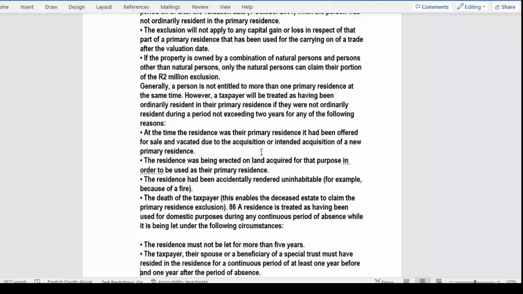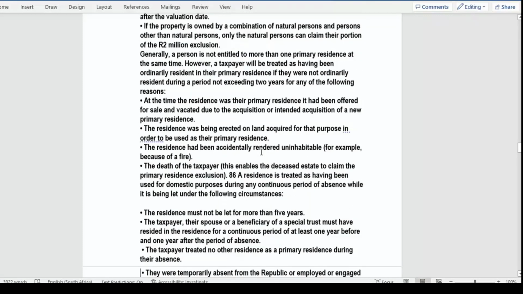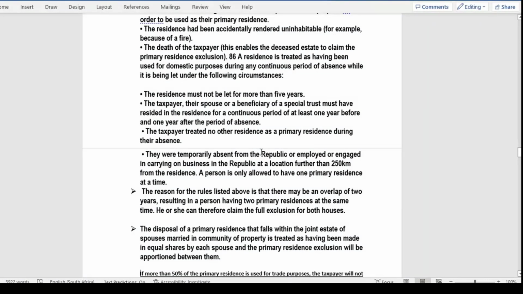Again, with the death of a taxpayer, this enables the deceased estate to claim the primary residence exclusion. Right, in terms of Section 86A, a residence is treated as having been used for domestic purposes during any continuous period of absence while it has been left under the following circumstances. The residence must not be left for more than 5 years, and the taxpayer or the spouse or the beneficiary of the special trust must have resided in the residence for a continuous period of at least 1 year before and 1 year after the period of absence.